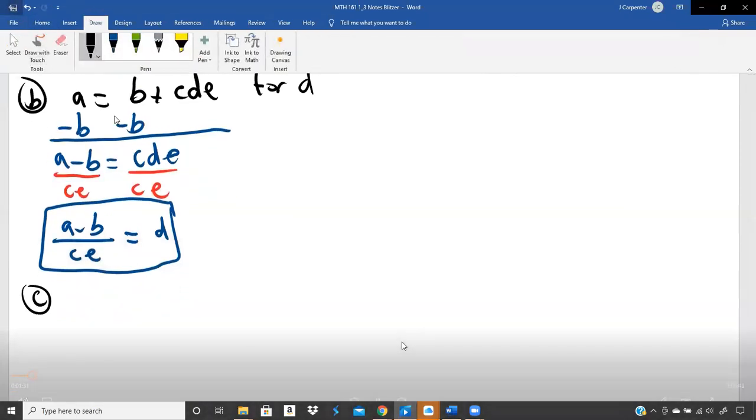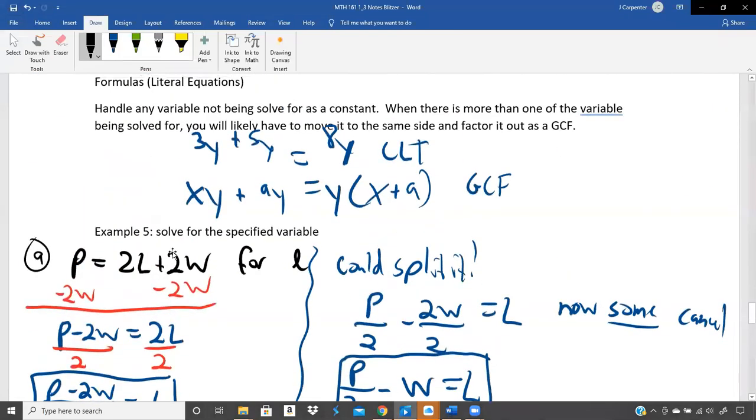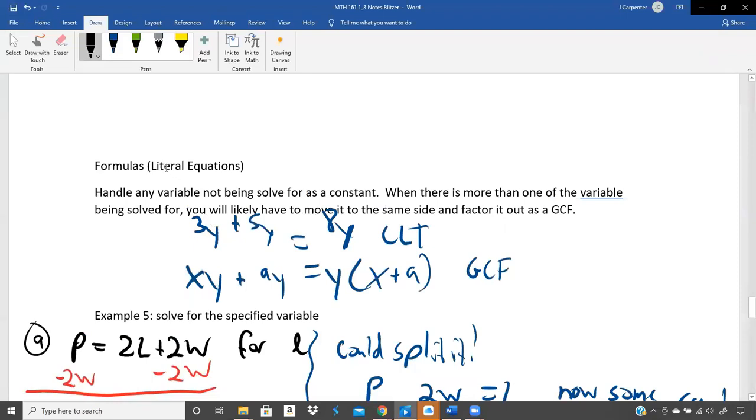So what we were doing when we left off a week ago was these literal equations, also known as formulas. We said that we're going to handle any variable that's not being solved for as a constant. You're pretending like it's a number. You're not actually going to make it a number. You just pretend. You move it away from the variable you're trying to solve for. So when there is more than one of the variable being solved for, you will likely have to move it to the same side and factor it out as a GCF.